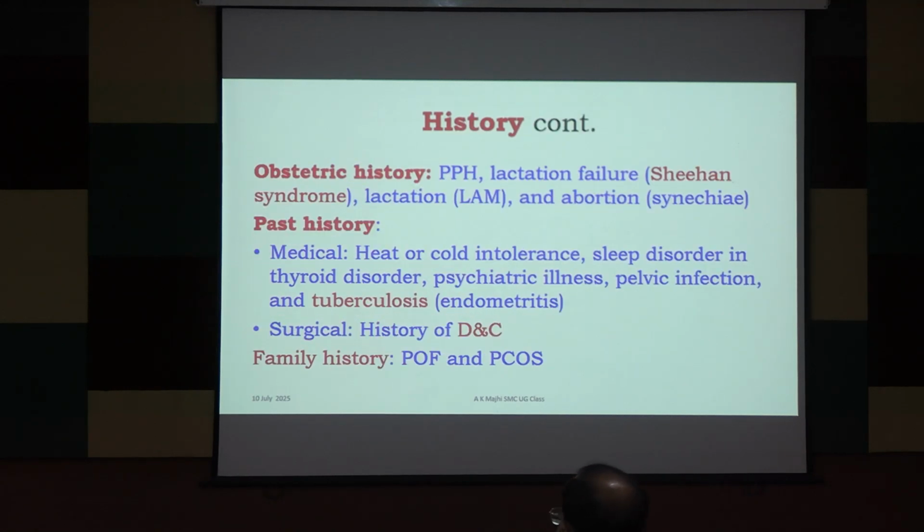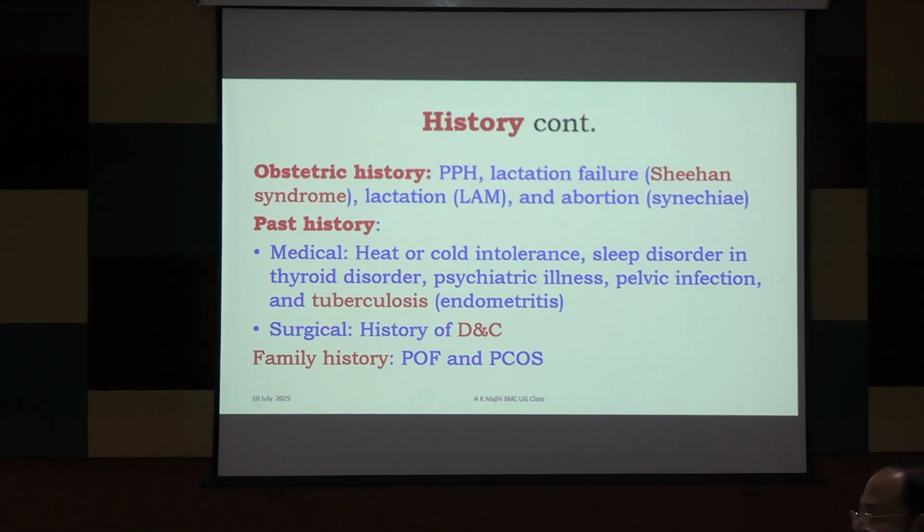Obstetric history is important. Postpartum hemorrhage and lactation failure is the first, and second is whether the patient is already in lactation. If two years past the baby is still taking milk, that is lactation and amenorrhea. Well, always exclude pregnancy. Also ask about abortions and synechiae. Past history: medical history, heat or cold intolerance related to the thyroid.